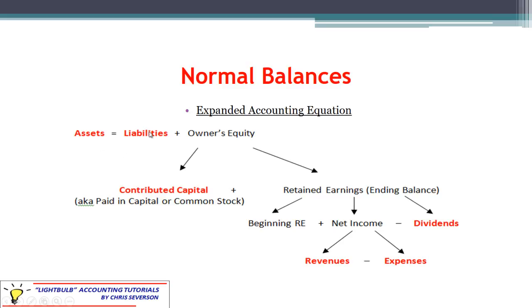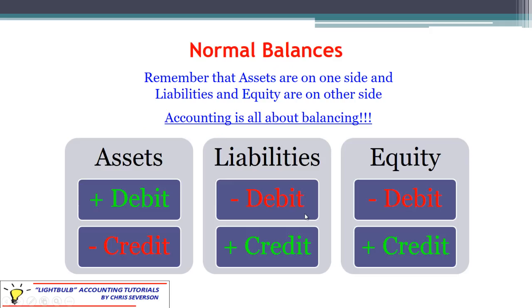Assets, liabilities, we'll just say capital, contributed capital, revenues, expenses, and dividends. These are the 6 major classifications of accounts that you need to know. There are some other special ones that come up from time to time, but these are the 6 major ones that you have to understand to be able to understand the normal balance rules, which we're going to talk about right here. So remember that we have that accounting equation. Assets equal liabilities plus equity.